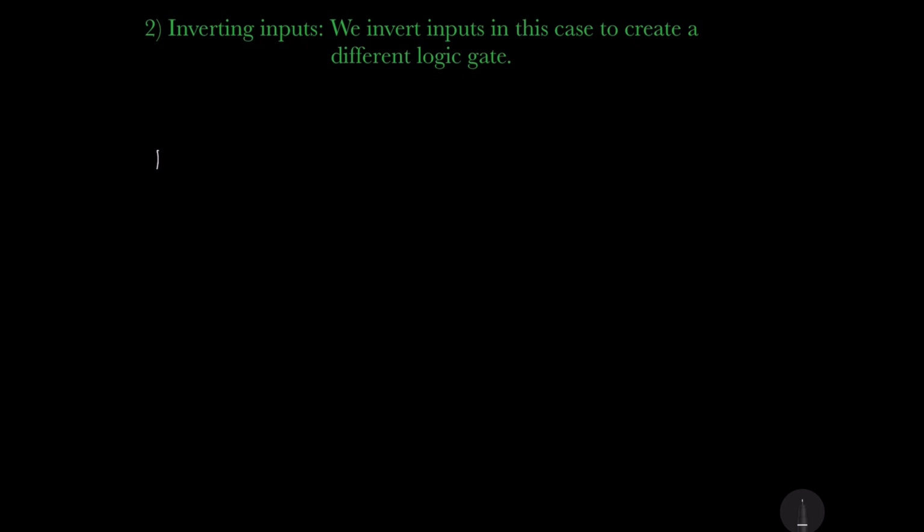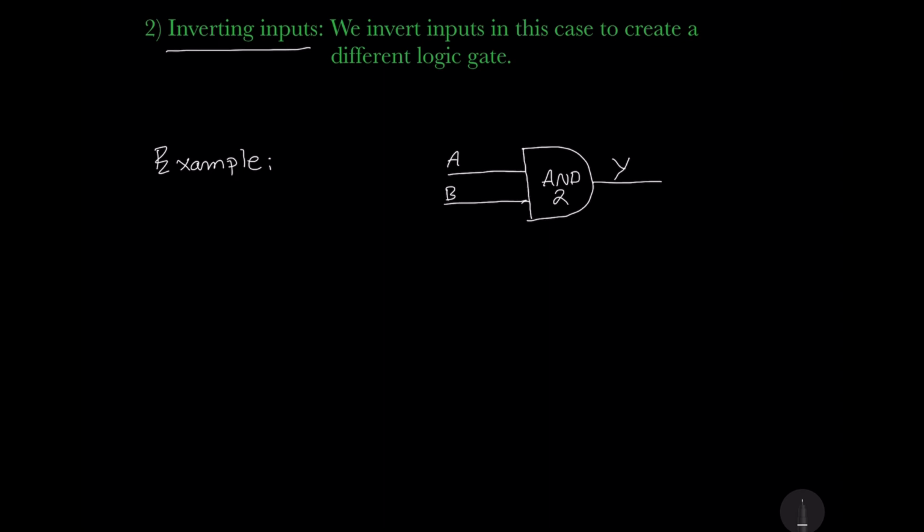Let's say we have example number 1. For instance, we have a 2 input AND gate. We call it AND2, input A and input B. And as usual, we call our output Y, or you can call it C, whatever. So we call it AND2. That means an AND gate with 2 inputs. Our goal is to invert the inputs.